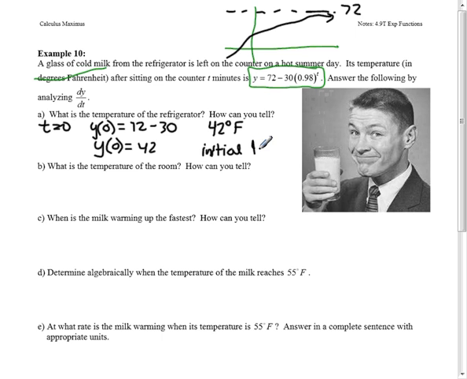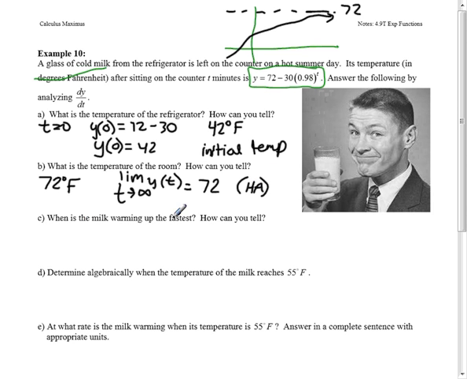Right, initial temp. What is the temperature of the room? So if we let this go on and on, the highest it's going to get is 72 degrees Fahrenheit, and I can tell because I know that that is the horizontal asymptote. As a quick review, if we let t go to infinity of our original function, which I'll call y of t, we're going to get a maximum of 72. So there's a horizontal asymptote there.